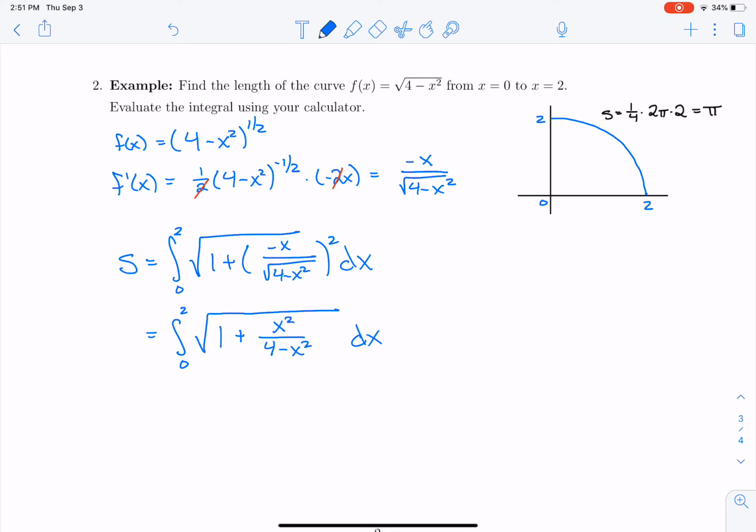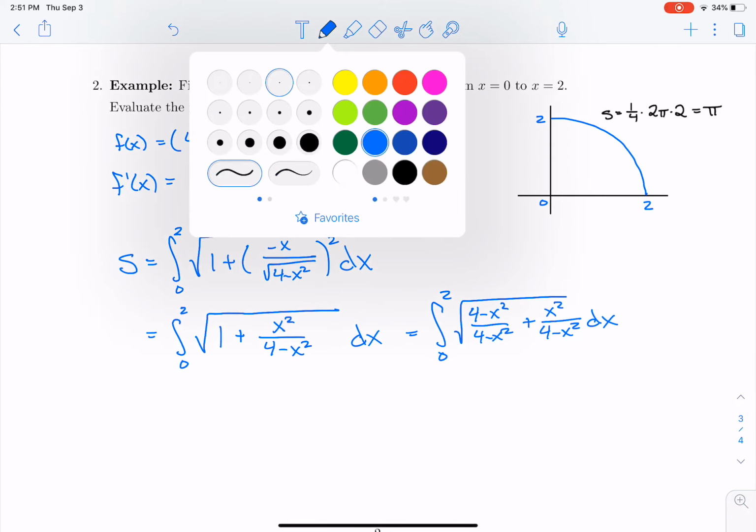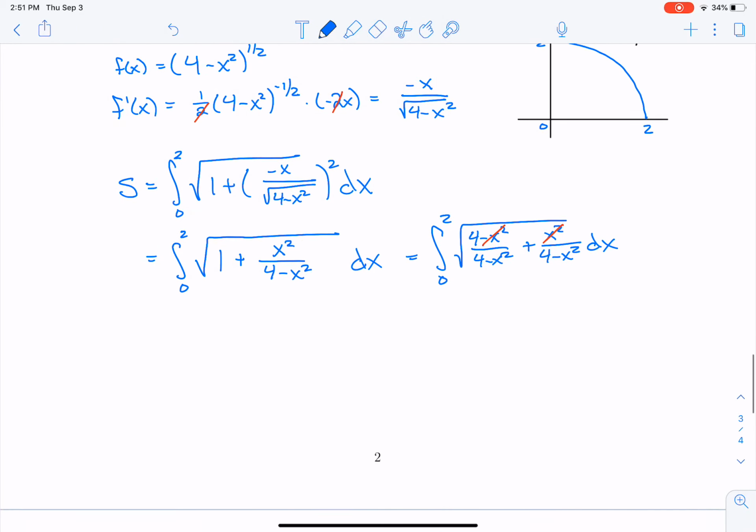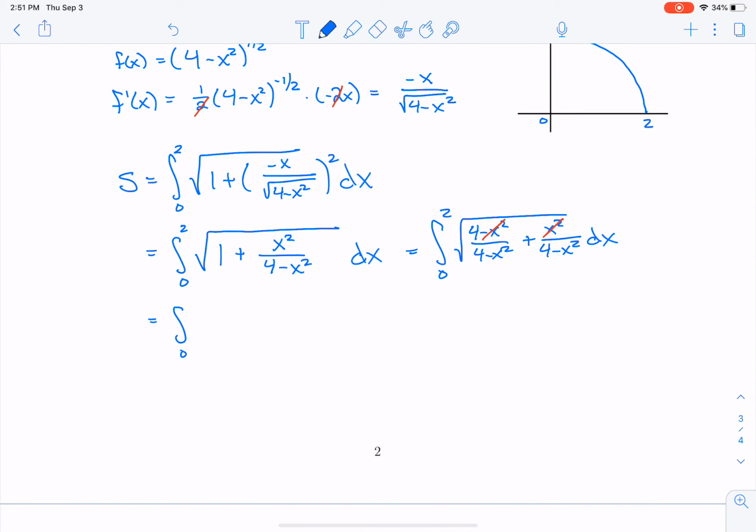Now that integral does not look simple at the moment. Let's see if we can make some simplifications. So I'm going to add these two as fractions first. I'm going to take the square root of (4 minus x squared) over (4 minus x squared) plus x squared over 4 minus x squared. That way, when I add them together, these x squareds are going to cancel. And I'm going to be left with the integral from 0 to 2 of the square root of 4 over 4 minus x squared.